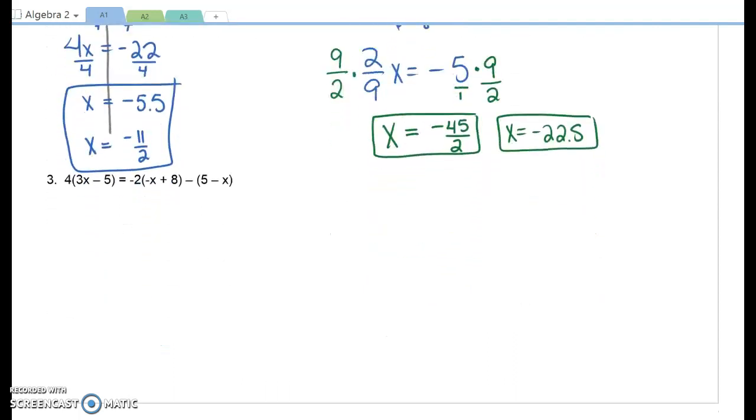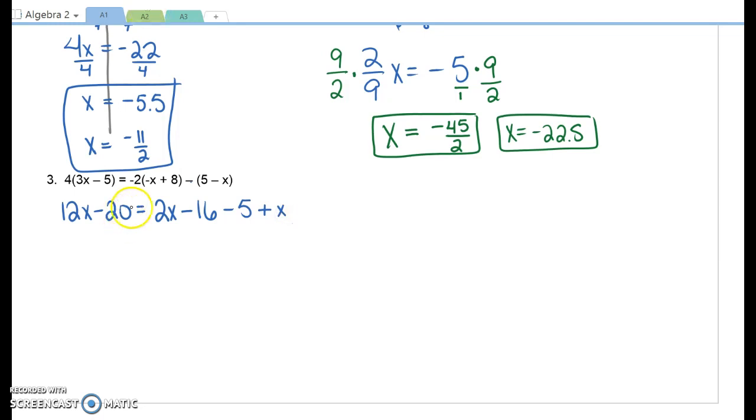Number 3. What do you think we're going to have to do in number 3? Distribute. Lots and lots of distribution. So distribute the 4. That will give us 12x minus 20 equals. Distribute the negative 2. Remember, negative 2 times negative x is positive 2x. Negative 2 times 8 is negative 16. What should we do now? Distribute the negative. If you've got a negative outside of the parentheses, think of that as a negative 1 outside of those parentheses and distribute. So this is minus 5 and then minus a negative x, which would be plus x.